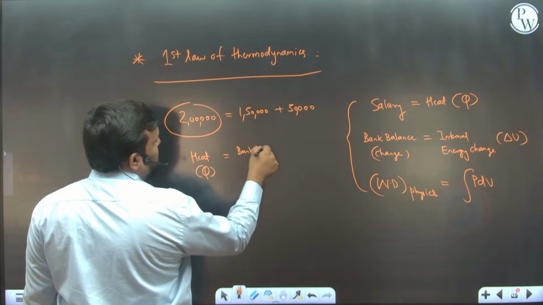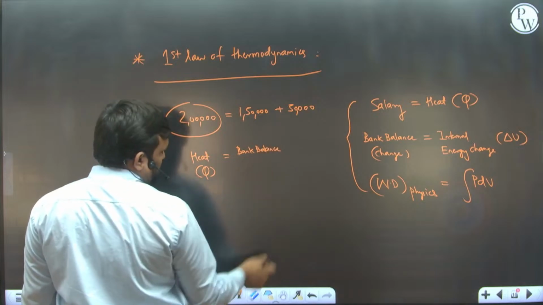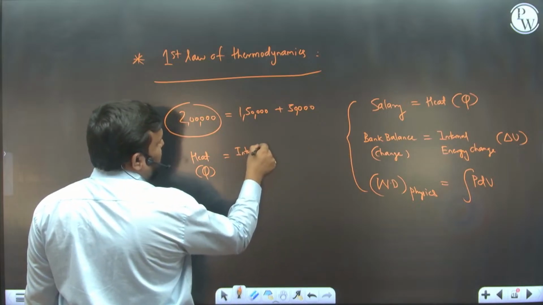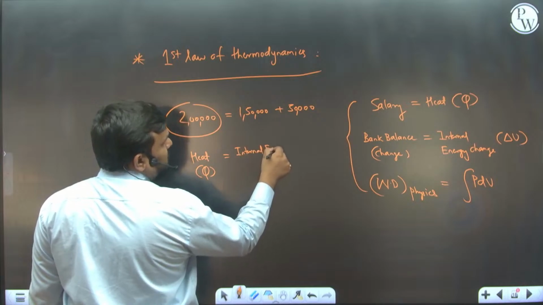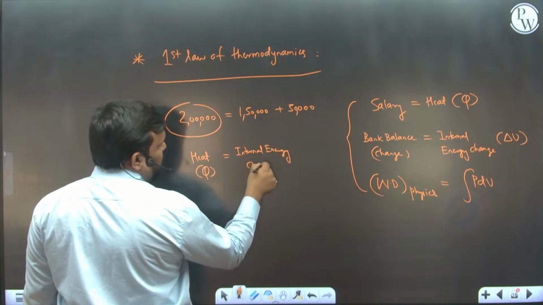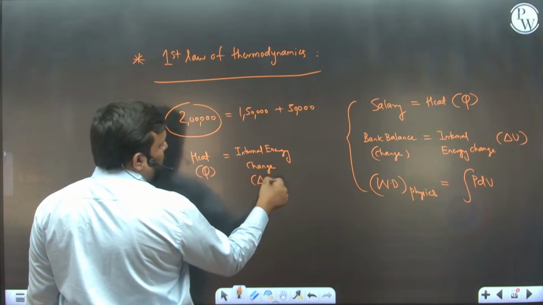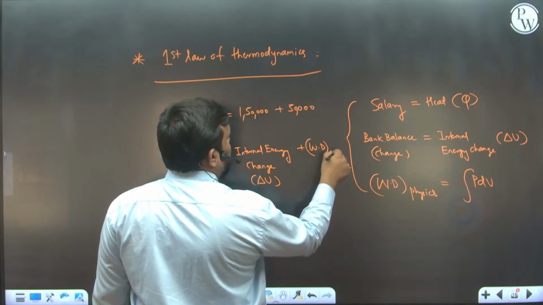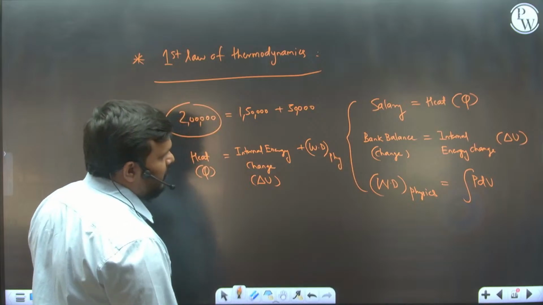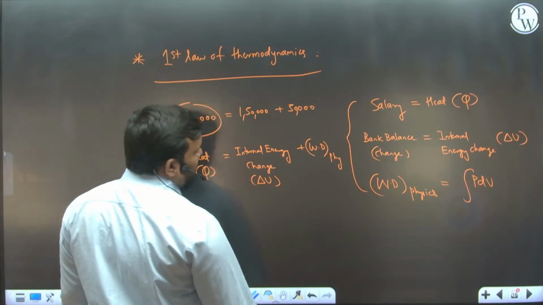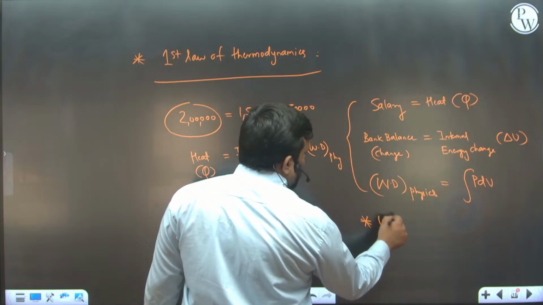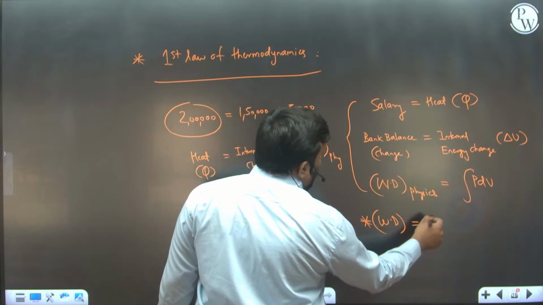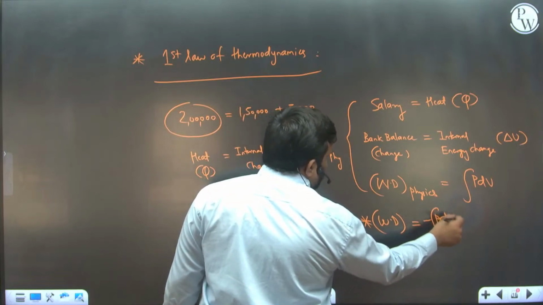This bank balance change is equal to internal energy change, which we denote by delta U, plus this work done of physics, which is integral PdV. But in chemistry, we know that the work done for chemistry, since we are studying chemistry, is minus integral PdV.